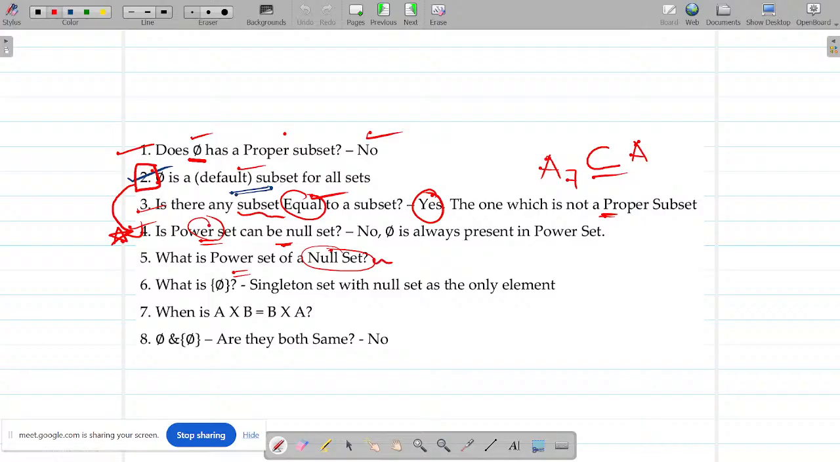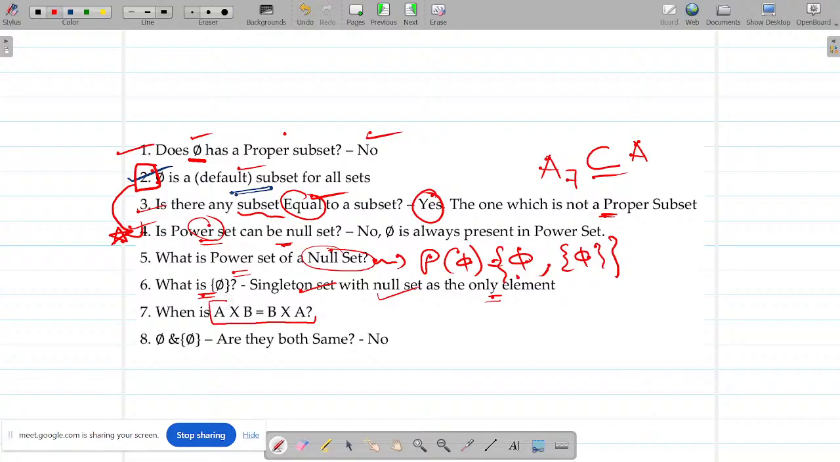So what is the power set of a null set? The power set of the null set is not equal to the null set; it is the set containing the null set. What is this one? A singleton set with the null set as the only element.